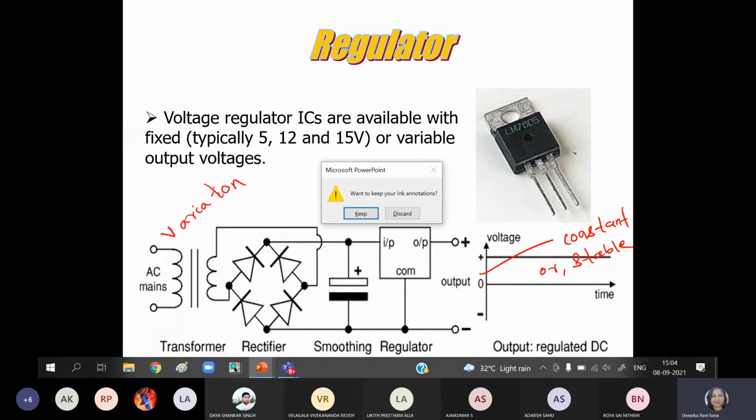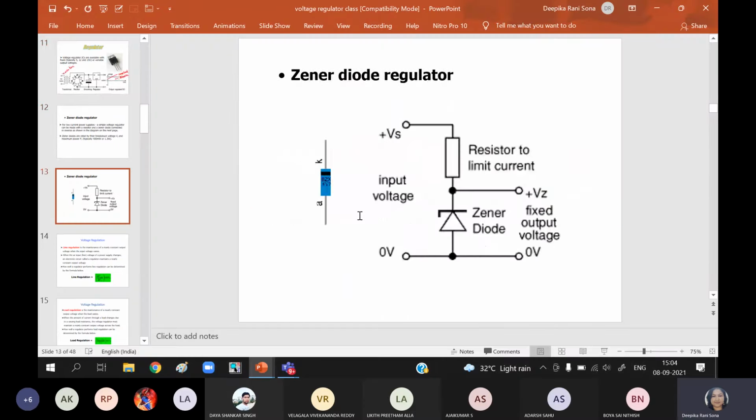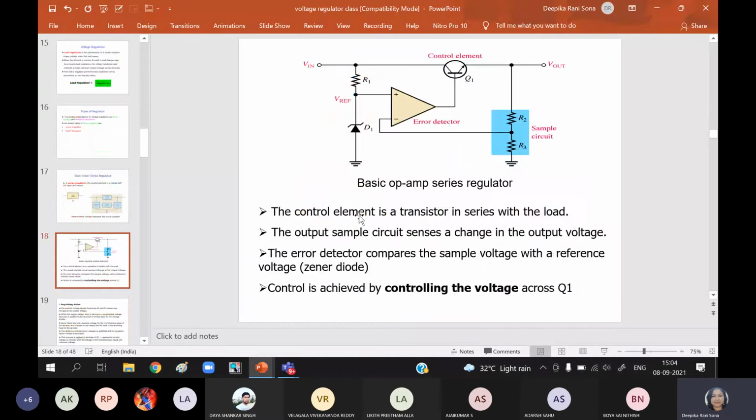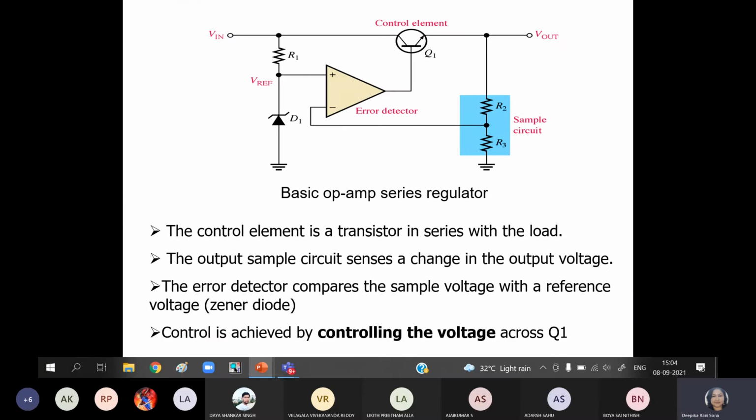Just a moment, I'll come to that particular slide. Okay, guys, there are different types of regulator actually. Series regulator, shunt regulator, and line regulator, load regulator. Different types of regulator circuits are there, but we are preferring to use the series type of regulator along with your load regulation. For that sake, just have a look at the circuit. The notes are already uploaded in your Vita, so just have a look.